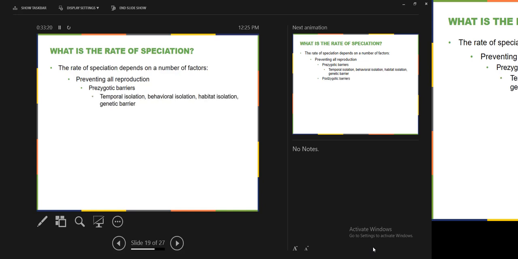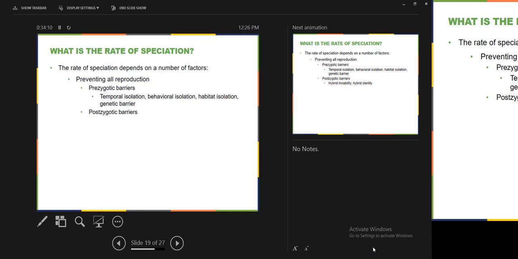And so here we've got different mechanisms to carry this out. Temporal, what does that mean? Having to do with time, so they reproduce at different times of the year. Behavioral, a lot of that is sexual selection. Maybe the dance that the male does isn't quite the same, or the song that the male sings isn't quite the same. Habitat isolation, they live in different habitats. They may live in the same geographic area, but maybe one of them is arboreal and lives in trees and one of them does not. And then genetic barriers, that even though they might try to reproduce, the sperm of one species will not fertilize the ovum of the other.